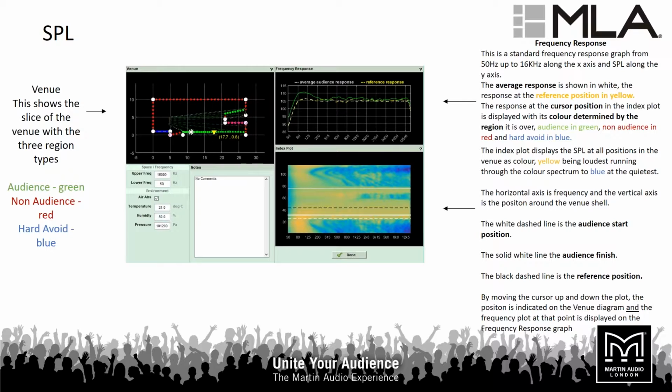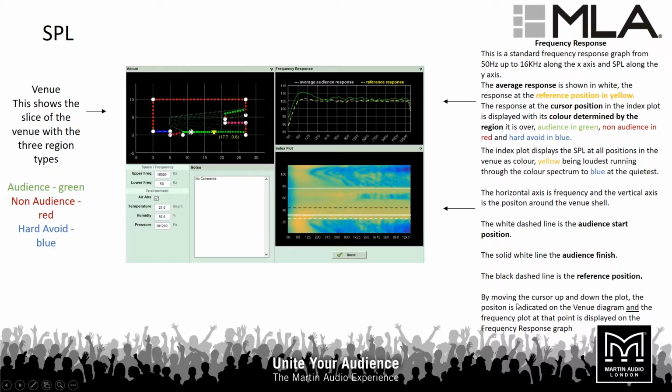This frequency response graph shows you from 50 to 16K along the x-axis, with the SPL going up on the y-axis. As we'll see when we go through the example, the response to the cursor position in the index plot is displayed with its color determined by its region, which is a bit of a mouthful. It basically means when I move this cursor through the audience area, this response is going to be green. When I move into a non-audience area, this is going to change to red. If I was to move into a hard avoid area, this frequency response would then be blue, just to show me what I'm looking at as I move across the venue.